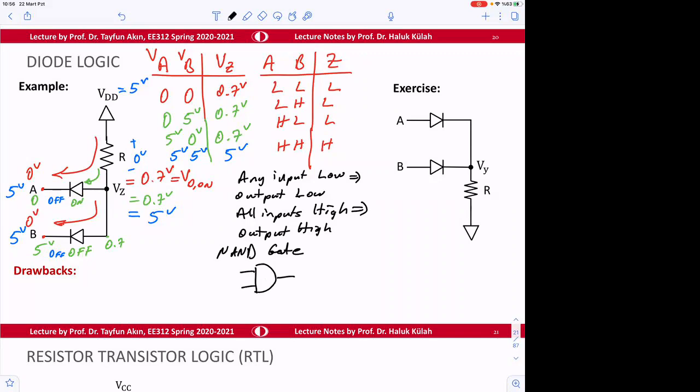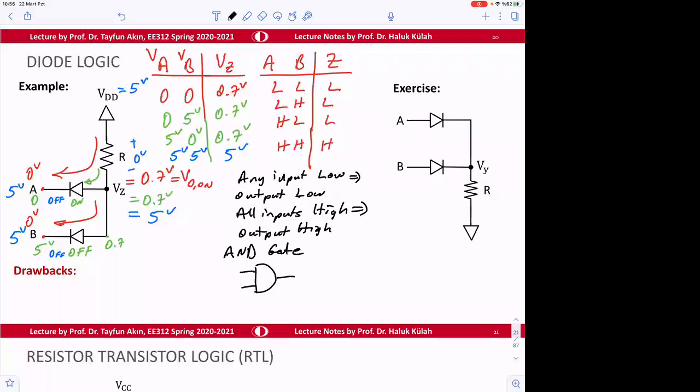Okay. Sorry, Hocam, not AND gate olmuyor mu? Yes, good, good. I was checking you, you know, if you are following or not. Okay, good. Thank you for these corrections.